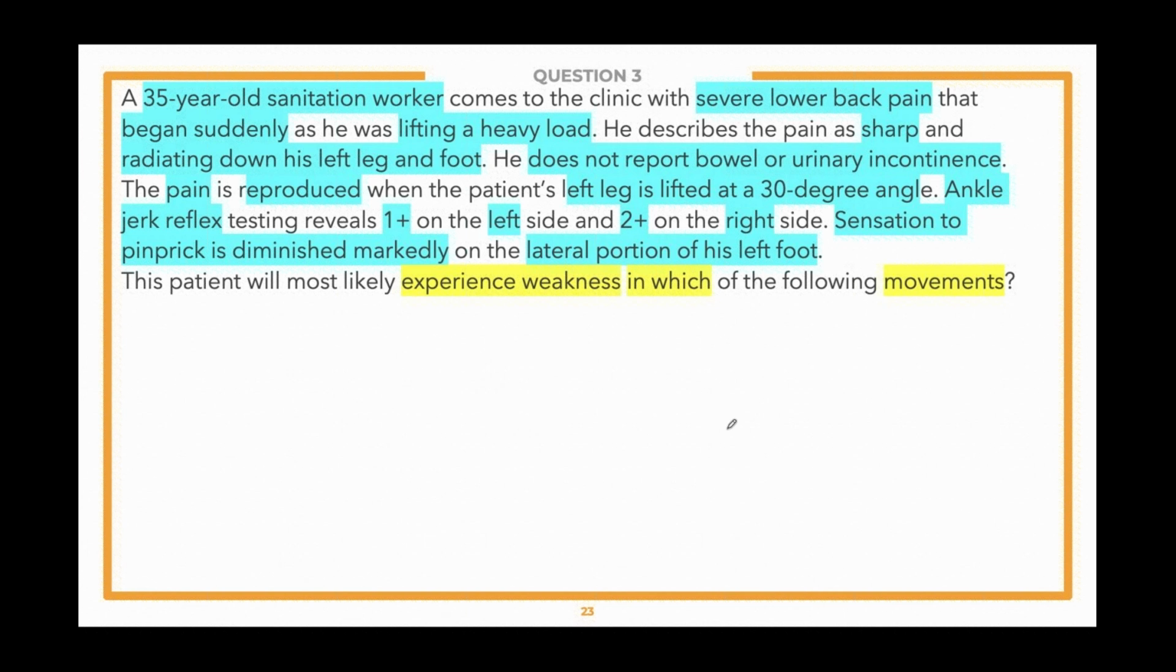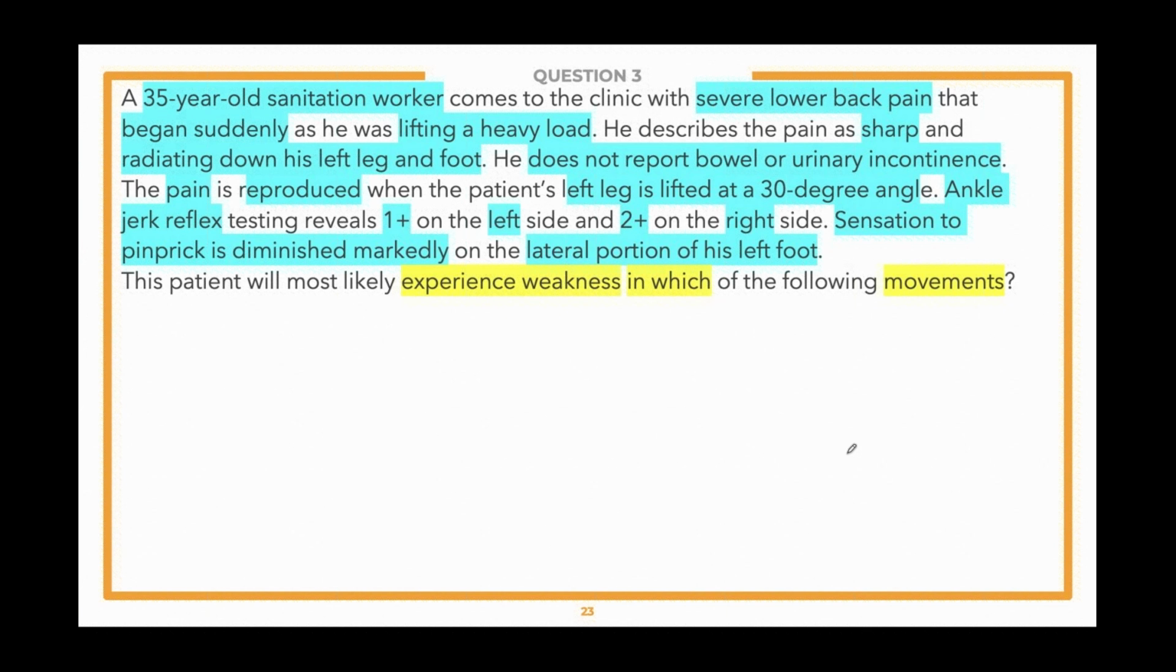So this question is now asking us, this patient may most likely experience weakness in which movement? I think we've got a couple steps here. One, we've got to figure out what is going on, what's the condition, what's the diagnosis. Two, without giving too much away, what is being affected in that condition. And three, whatever is being affected, what movement does that also help you with, where you might experience weakness. So I think we have a 3-step question here.